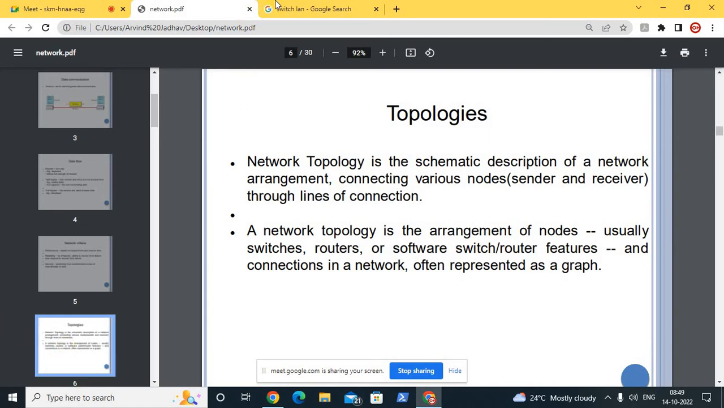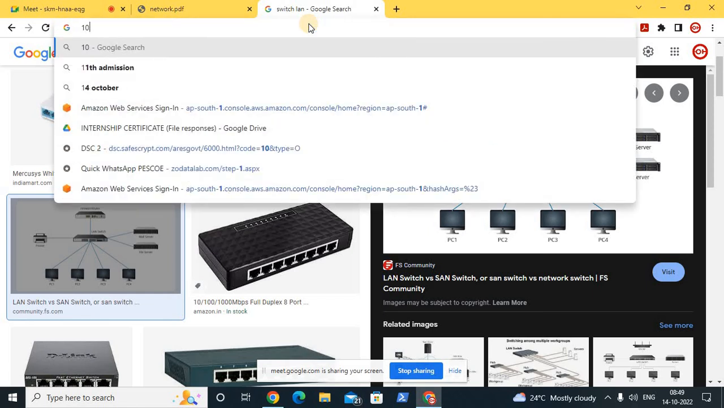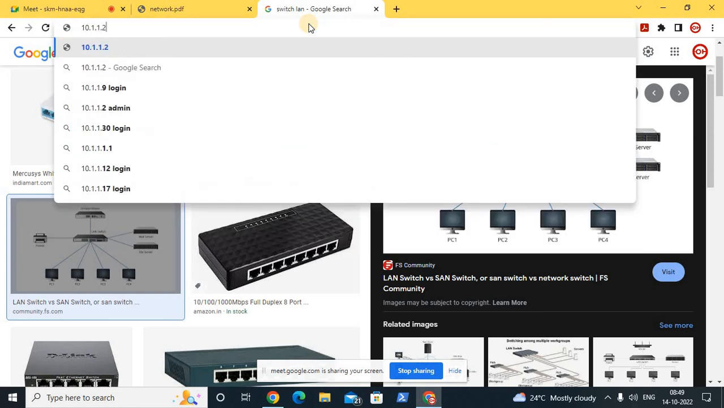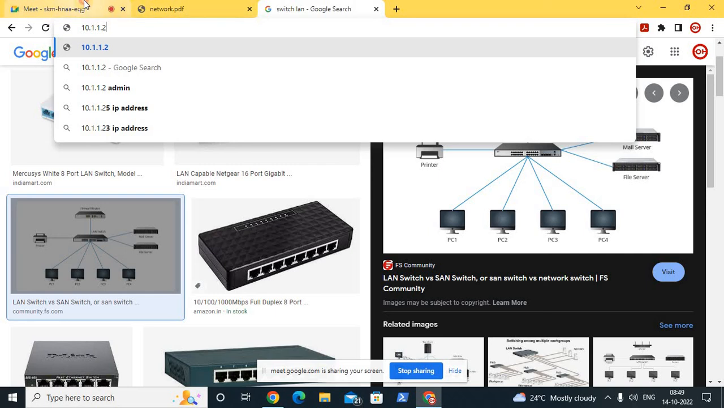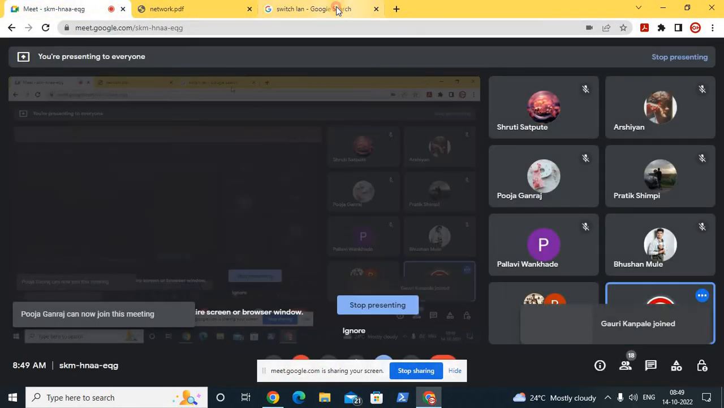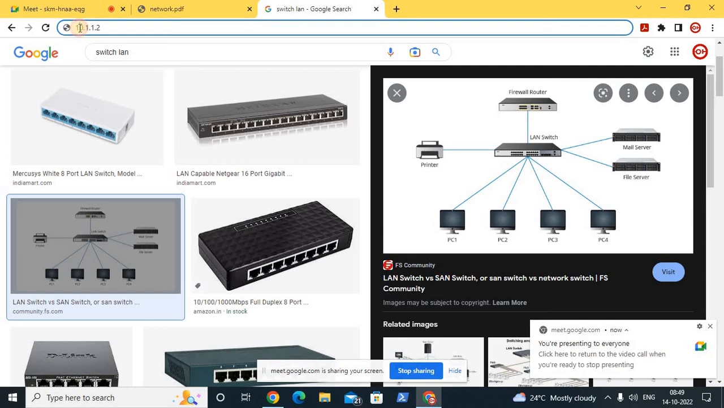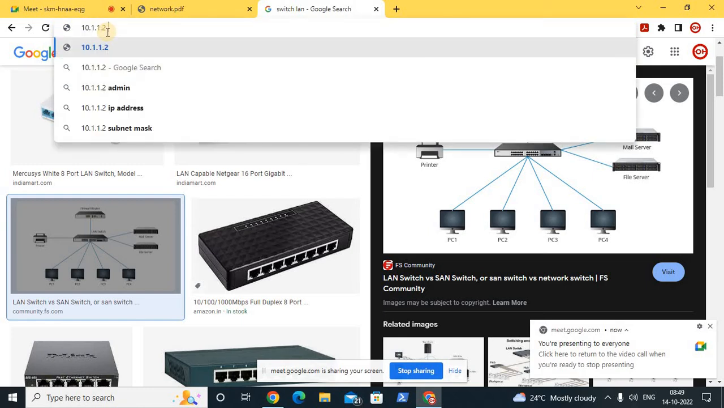For example, I will show you. 10.1.1.2, like that. In that, the first part must be 10 if it is a class A private IP. I am talking about the class A IP. If it is 10 in the first part, these are 4 parts of 8 bits each, 8 bit, 8 bit, 8 bit, 8 bit, so it is a 32-bit address. We'll discuss later, don't worry about that, but you should know this.